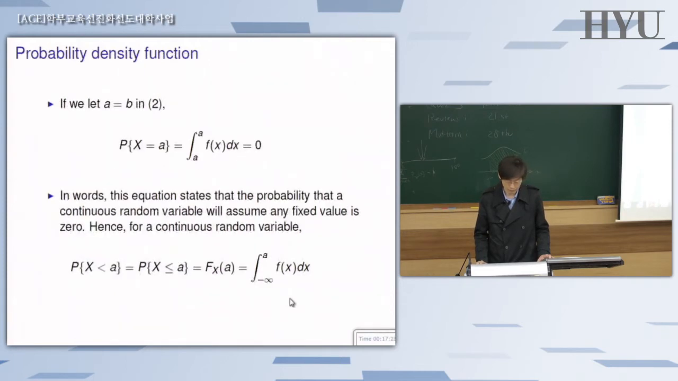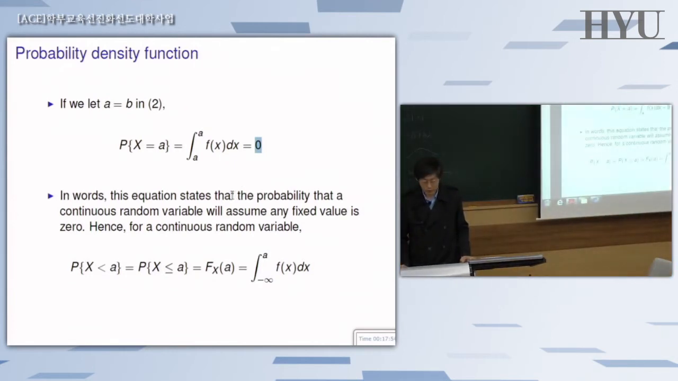Before we try some examples, a few more comments about the characteristics of the probability density function. By the fundamental theorem of calculus, the probability for a continuous random variable to take one specific value, like a little a, is always 0. Always.